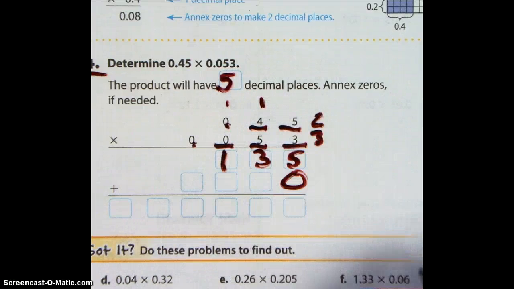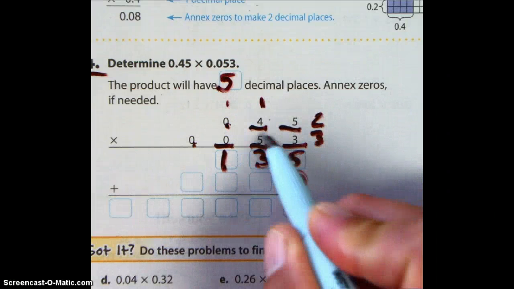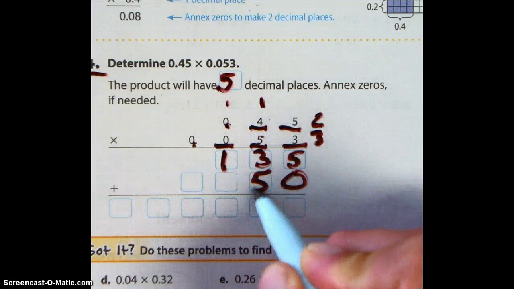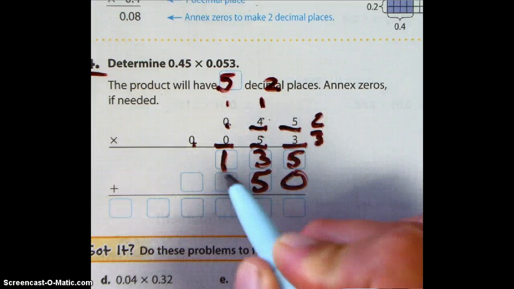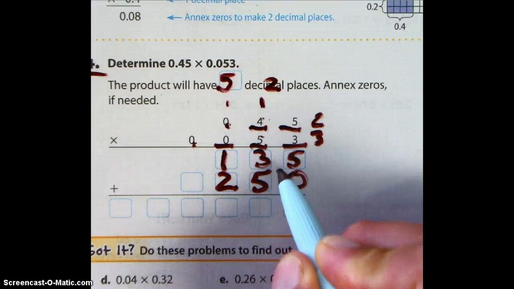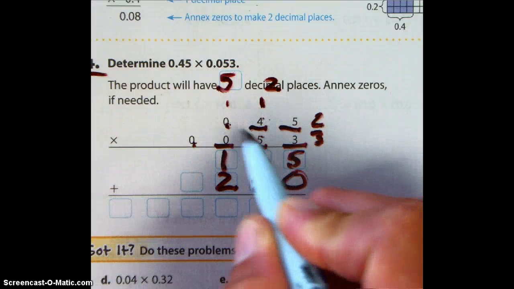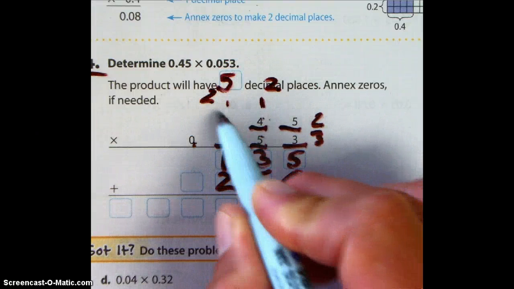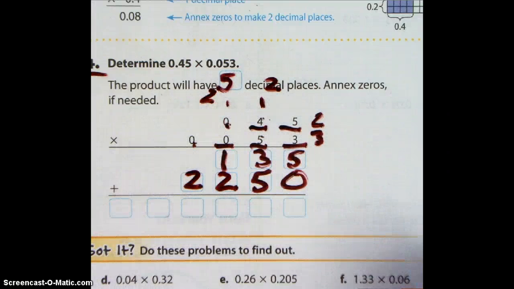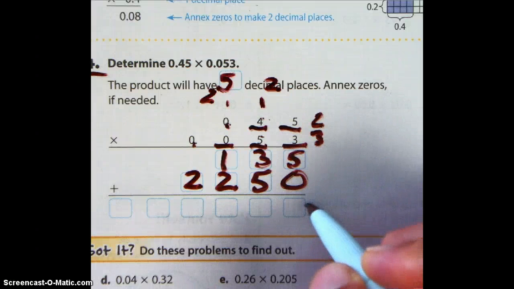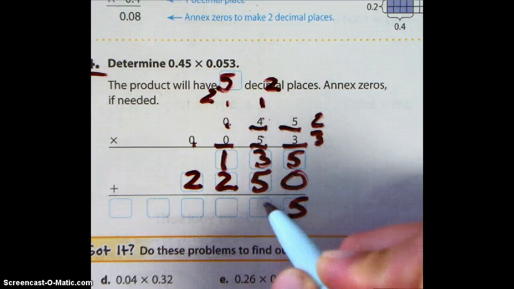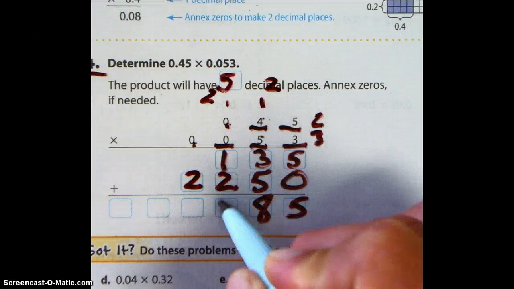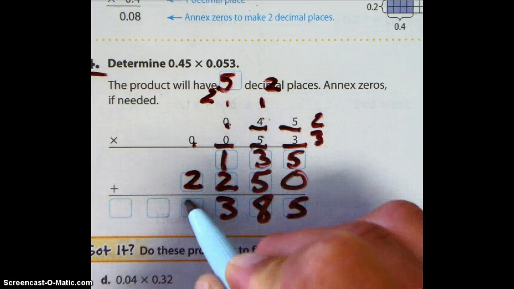I like my placeholder 0 here. Start with 5 times 5 is 25. 5 times 4 is 20 plus the 2 I just carried. That's 22. 5 times 0 is 0 plus the 2 I just carried, so we have 2250. Now let's add up to find our product. 5 plus 0 is 5, 5 plus 3 is 8, 2 plus 1 is 3, and 2 by itself.